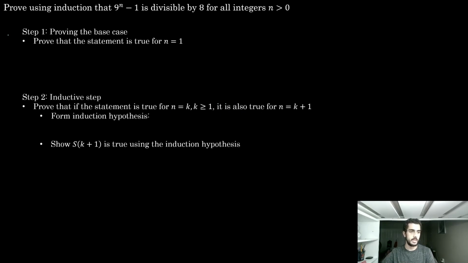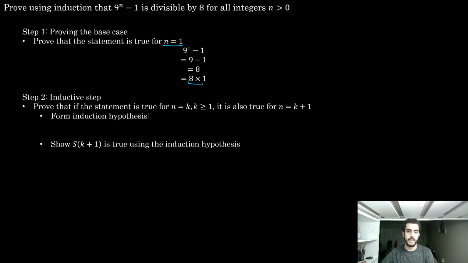So these are the same steps. Let's use them to prove using induction that 9 to the n minus 1 is divisible by 8 for all positive integers. So first, to prove the base case, let's simply plug in n equals 1 into the original statement. So we get 9 to the 1 minus 1. This is equal to 9 minus 1, which equals 8. And we can say that this equals 8 times 1.